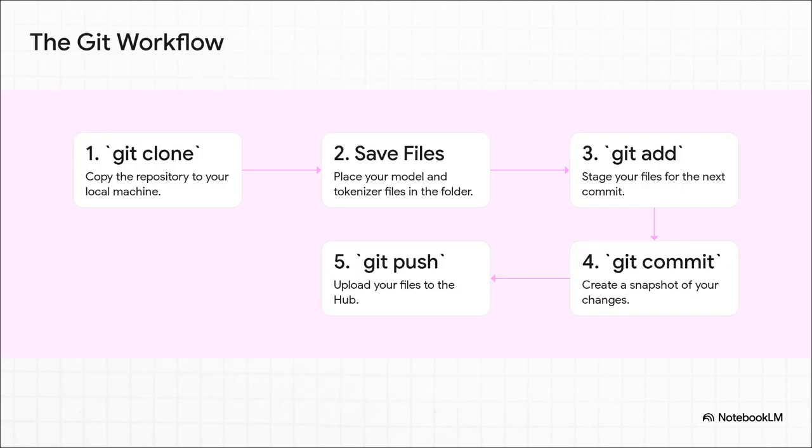And for anyone who's used Git before, this workflow is going to look incredibly familiar. You just clone the repo you made, you drop your model files into it, and then you use the standard add, commit, and push commands to send everything up. It's the classic bare bones method that gives you the absolute most control.